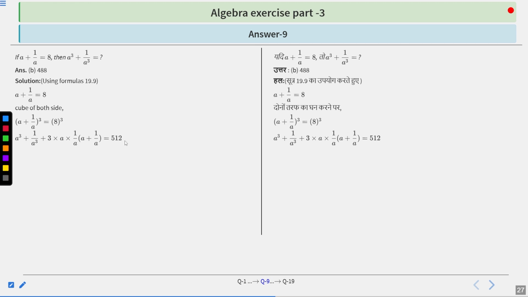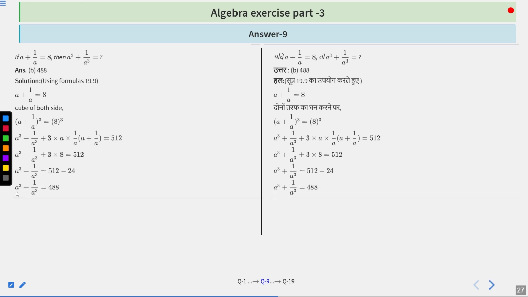8 cube is 512, because 8 into 8 is 64, 64 into 8 is 512. Now a cube plus 1 upon a cube plus, this a will cancel out this a, and a plus 1 upon a was 8. So 3 into 8, that is equal to 512. Therefore a cube plus 1 upon a cube is going to be equal to 512 minus 8 into 3, that is 24. So a cube plus 1 upon a cube is 512 minus 24, that is 488, is the correct answer. That means option number B was the right option.